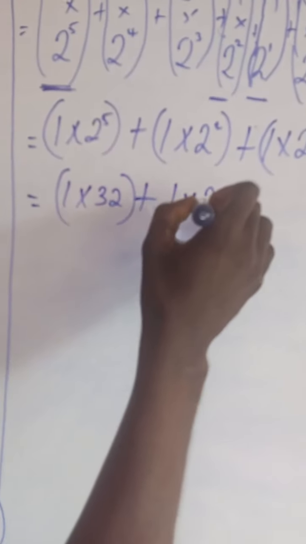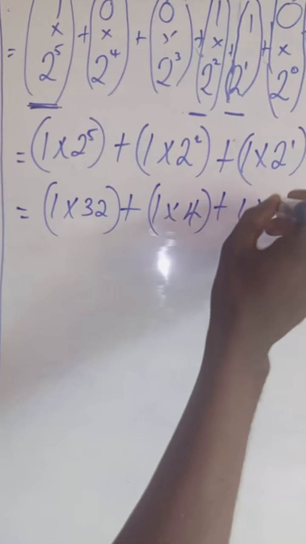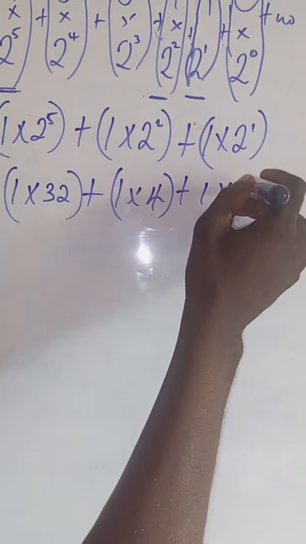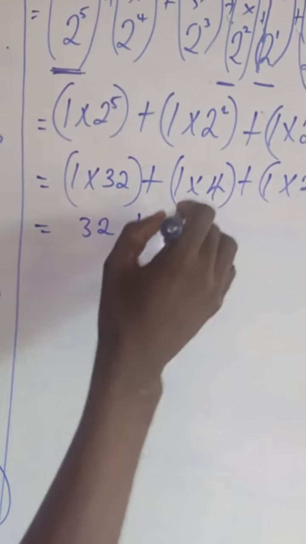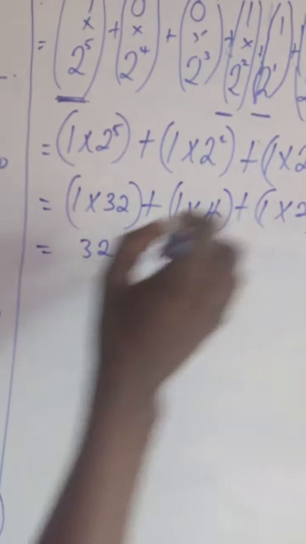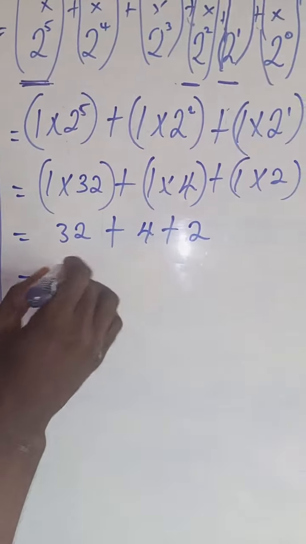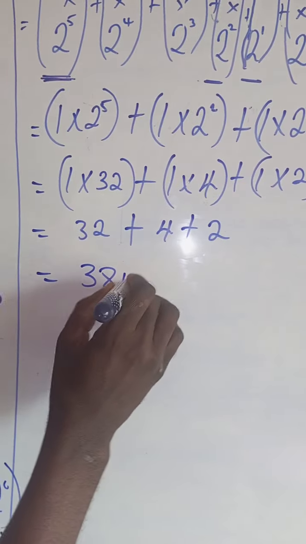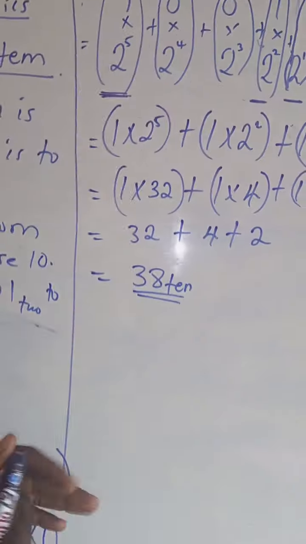Add 1 times 2 raised to power 2, which is 4. Then 1 times 2 raised to power 1 is what? 2. So I will have 32 add 4 add 2, and this will be 34, that's 38. We have 38 base what? Base 10. So this is one of the fastest ways.